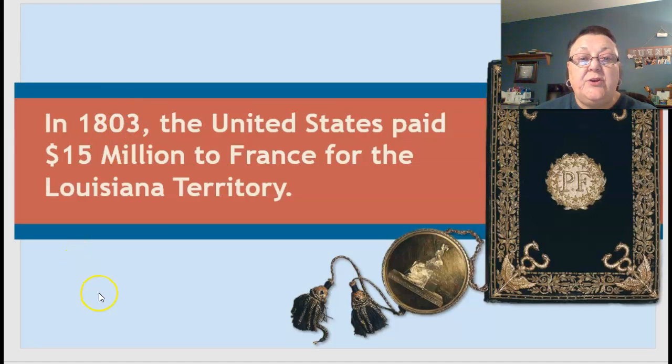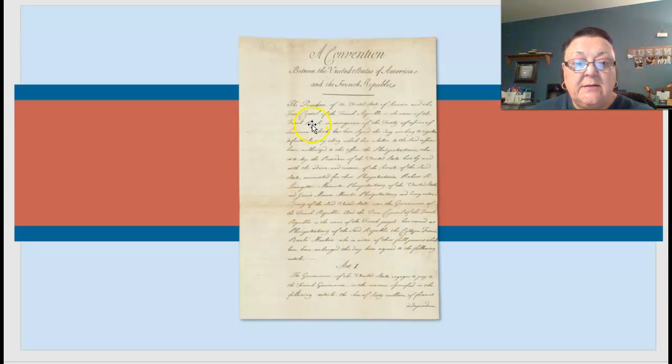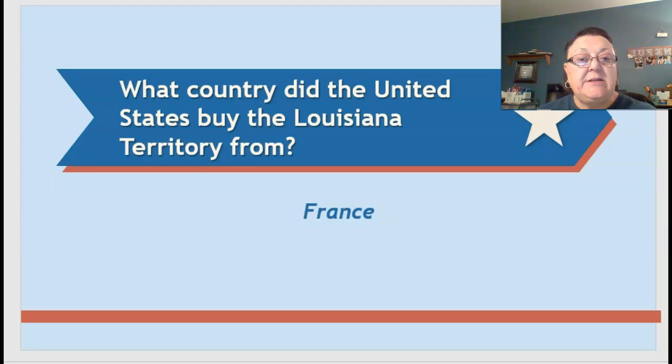So in 1803, the United States paid $15 million to France for the Louisiana territory. This picture here is just the front of the document, the treaty that they made up, where both presidents signed it. And here is the actual document. It is a photocopy of the document, not the actual document, but it is a secondary source, if you want to say. And so, what country did the United States buy the Louisiana Territory from? It bought it from France.